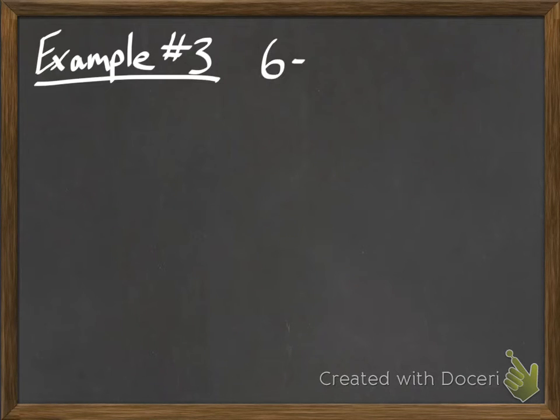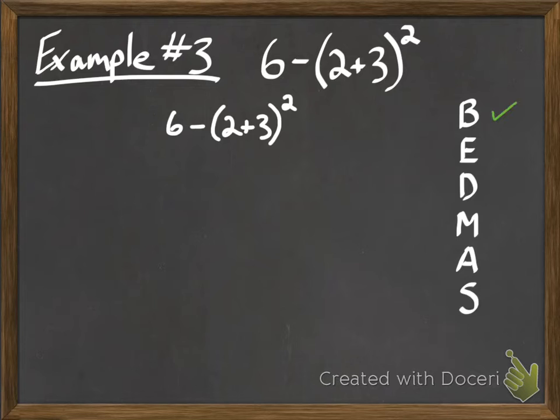Okay, next example. Let's say I have 6 minus 2 plus 3 all squared. Okay, so now if we rewrite this, do we have brackets? Yes, we have brackets. Now we need to look what's inside those. So inside the brackets, is there any exponents? No. Is there any division? No. Multiplication? No. Addition? Yes, there's some addition. We have 2 plus 3. So inside our brackets, we can change 2 plus 3 and make it 5.